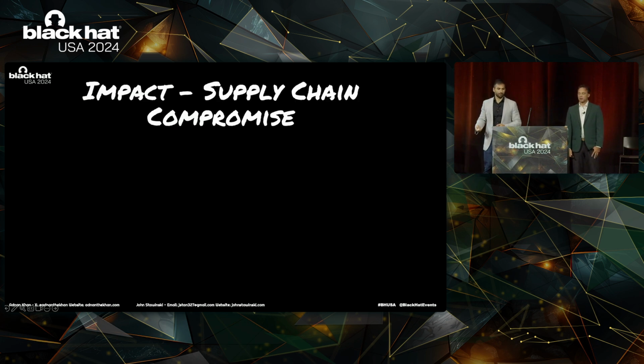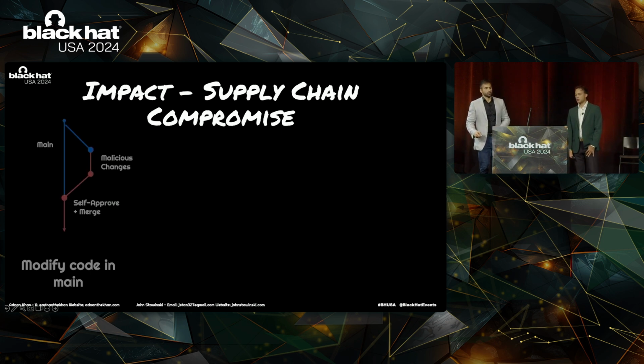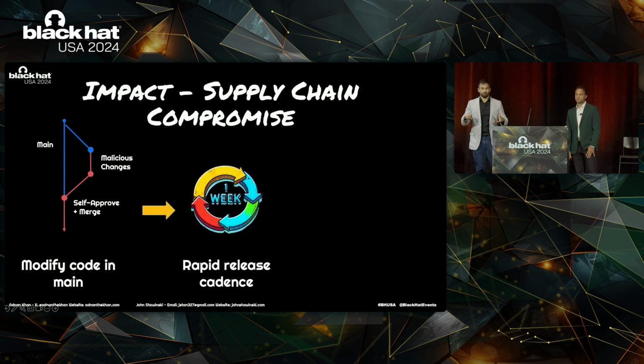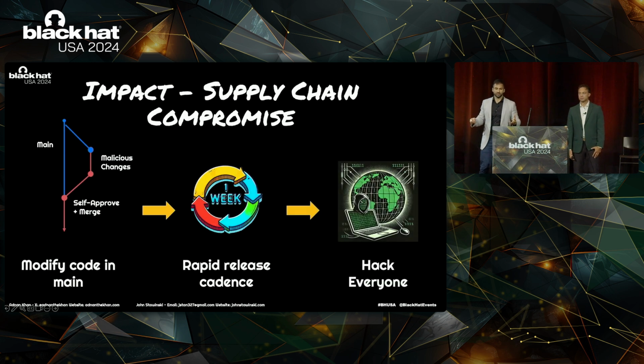So what is the final impact here with the supply chain compromise? If an attacker can modify code in the main branch, then all they have to do is wait until the next production release of the runner image to be able to attack GitHub's customers that use actions. In this case, they had a very rapid release cadence. So an attacker would only have to have their payload hide in plain sight for not a very long time. And if successful, they would be able to conduct a supply chain attack that impacts virtually every GitHub customer that uses actions.